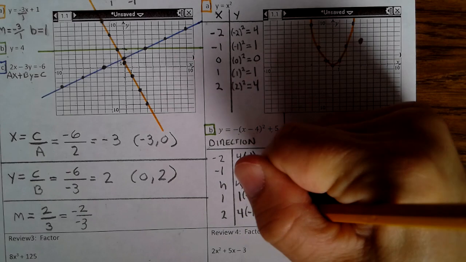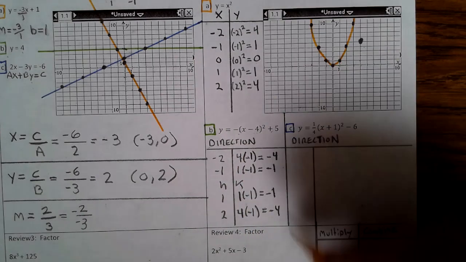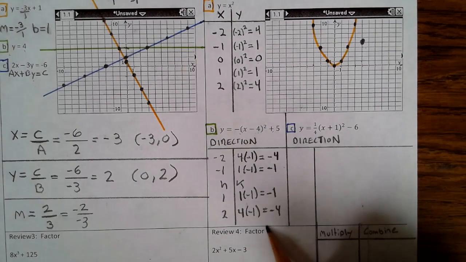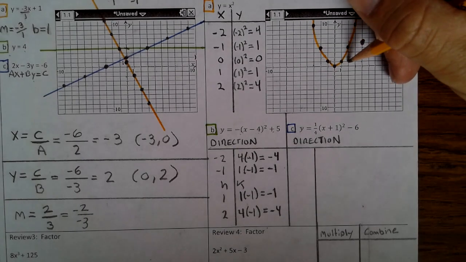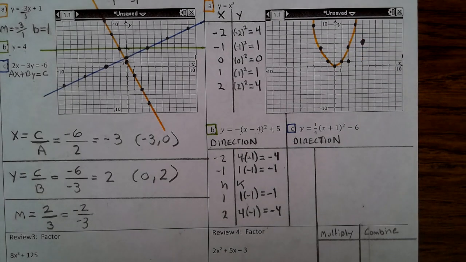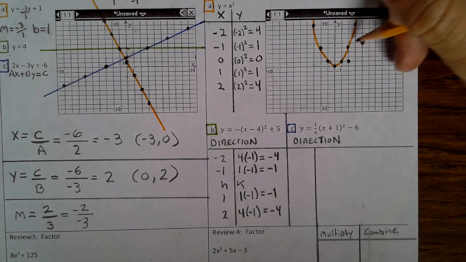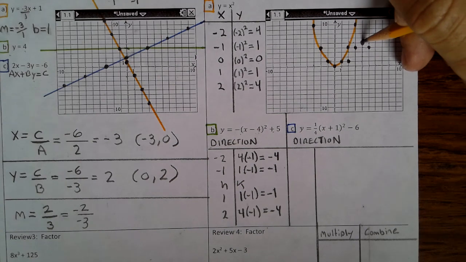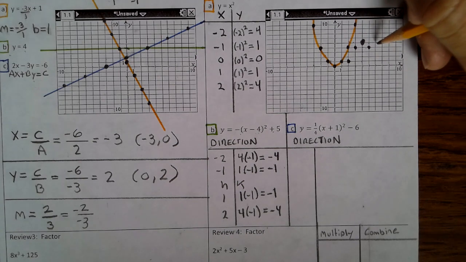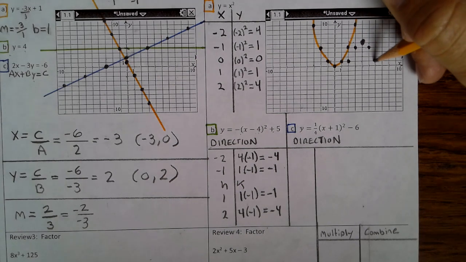Now, these are not points, these are directions. So we're going to use these when it's based on the vertex. So from the vertex, we go left 2, down 1, 2, 3, 4. Left 1, down 1. Right 1, down 1. Right 2, down 1, 2, 3, 4.